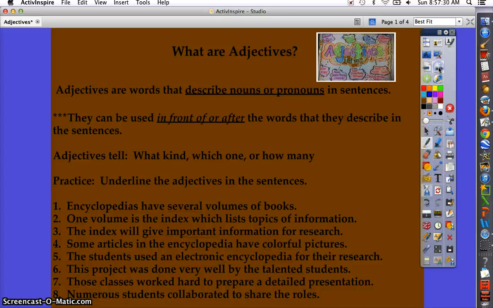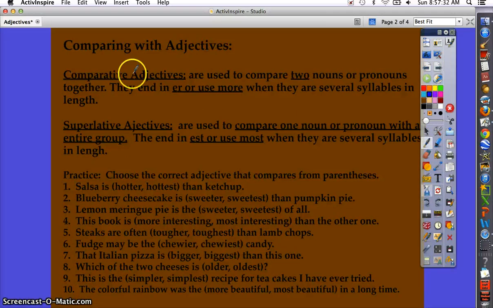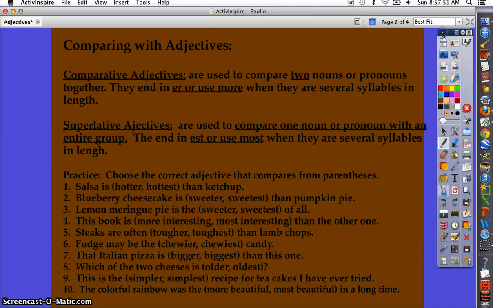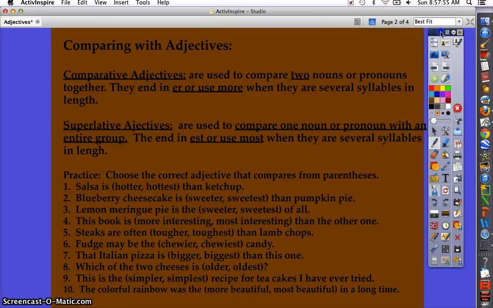Okay, let's take a look at the next part of the review. Comparing with adjectives. Comparative adjectives are used to compare two nouns or pronouns together, and they end in the ending er if it's a short adjective, or use more when they are several syllables in length. Superlative adjectives are used to compare one noun or pronoun with an entire group this time, and those adjectives would end in est if they're the shorter version, or use most when there are several syllables in length.